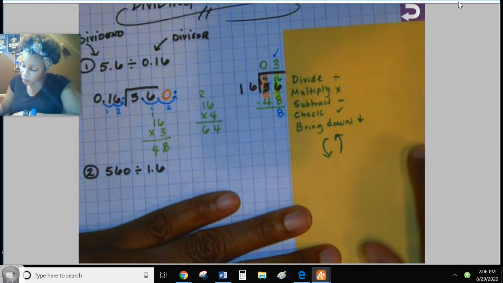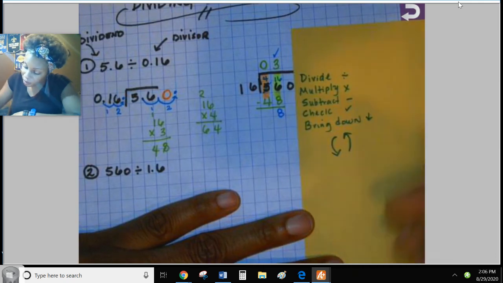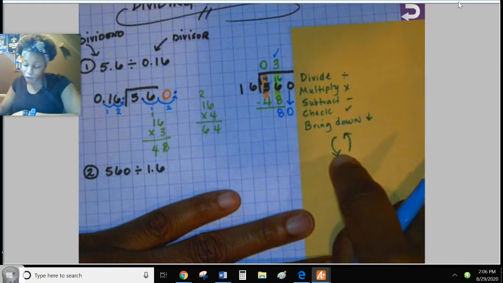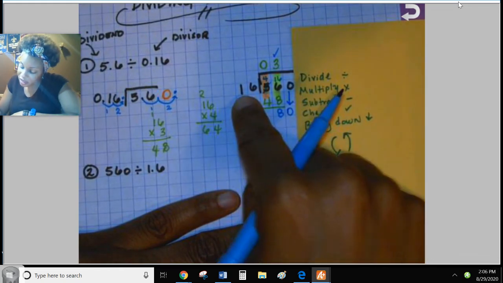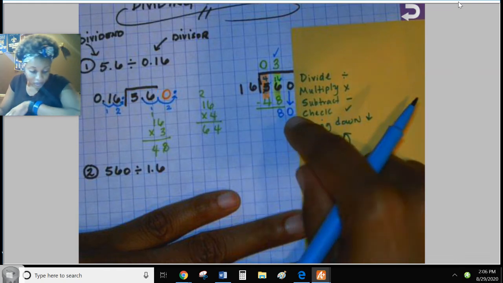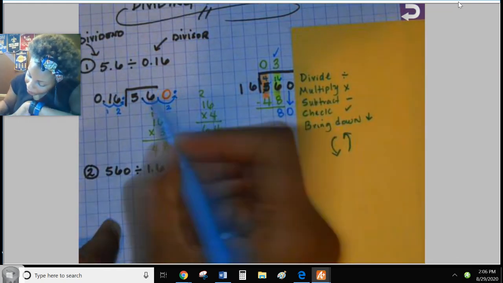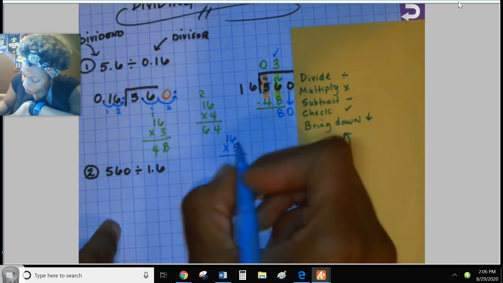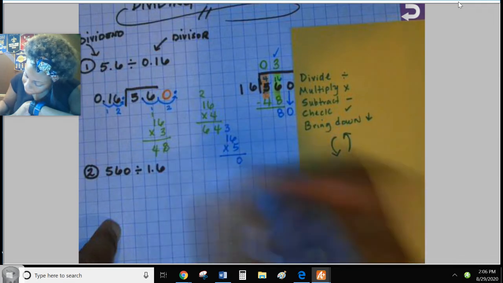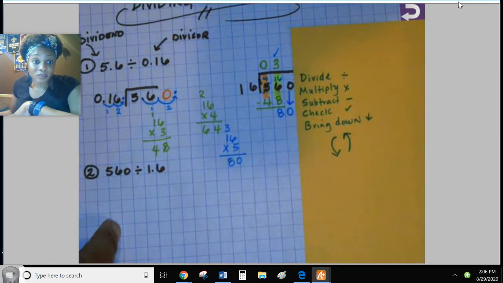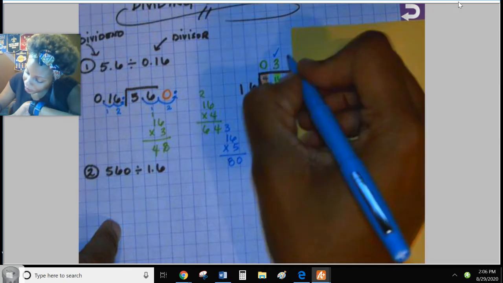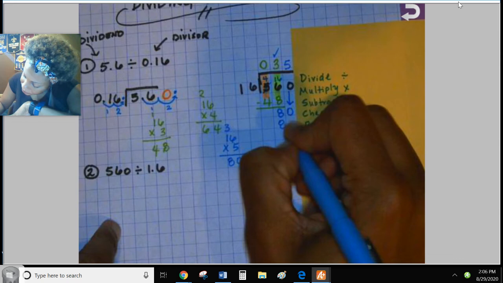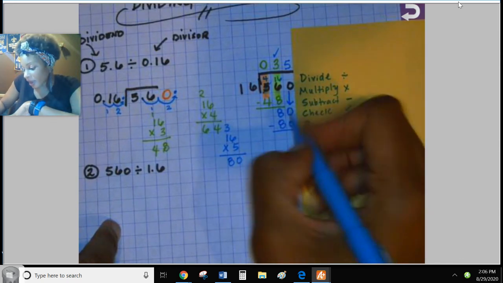I can check off my 3, slide my paper over, bring down my 0. Then I start over with divide. What times 16 will get me closest to 80? So let's go back to our side work. Let's try 5. 5 gives me exactly 80, so that's what I want. So I'm going to put 5 up here. Then I multiply 5 times 16, we know is 80. I subtract, I get 0.